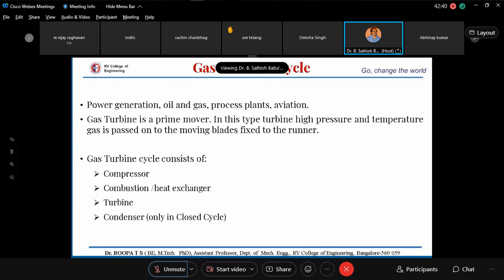If it is an open cycle gas turbine, then the condenser, the fourth component, will not be there. There will be only three components: compressor, heat exchanger, and turbine. If it is a closed cycle, then the same working fluid is going to be recirculated in the cycle. So we need to have a condenser which keeps the exhaust ready for the next cycle. So the fourth component can be seen only in the closed cycle gas turbine. Let us see their construction and working.